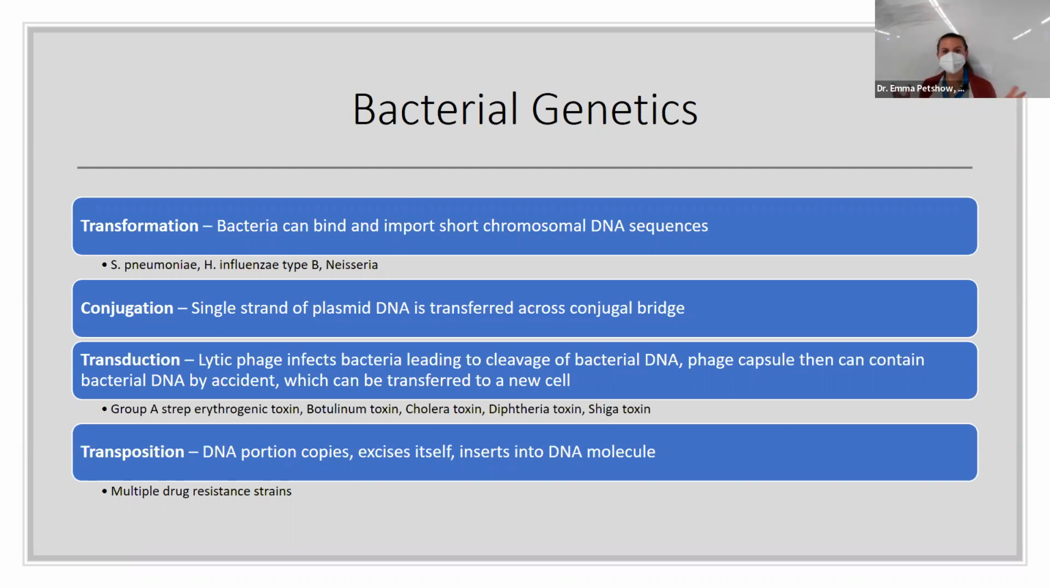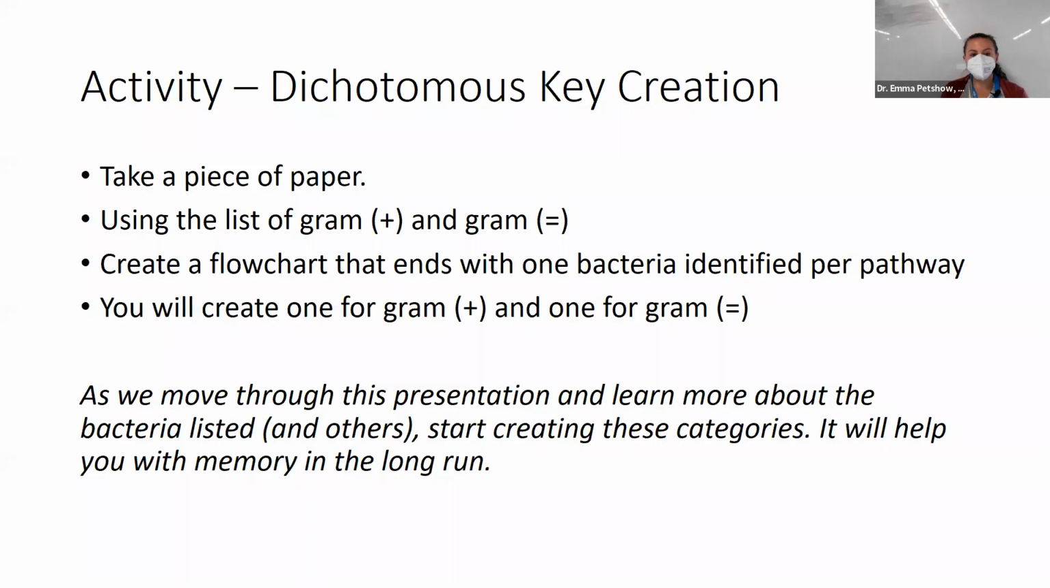Overall, bacterial genetics: bacteria are really good at mutating and creating new ways to evade the immune system, and these are 4 different ways that they do it. Now, as we go through this presentation and the next few presentations, I want to encourage you to play along with this activity, but you do not have to. It's something you can do at home if you'd like, and you'll probably make multiple different versions of these.